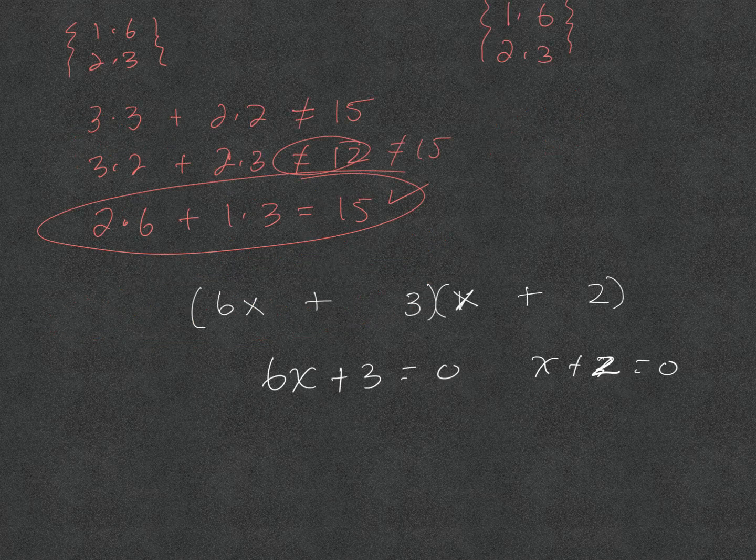Yeah, means we have 6x plus 3 is equal to 0, x plus 2 is equal to 0, so we have an x equal to negative 1/2 here. Minus 3 divided by 6, and an x equal to negative 2.